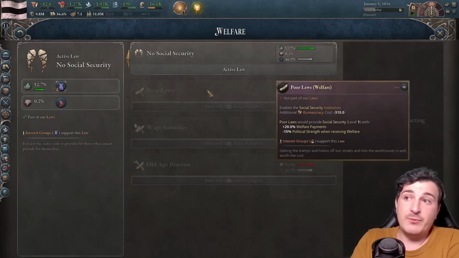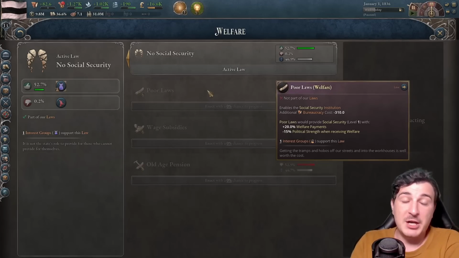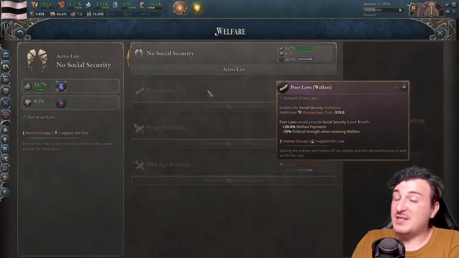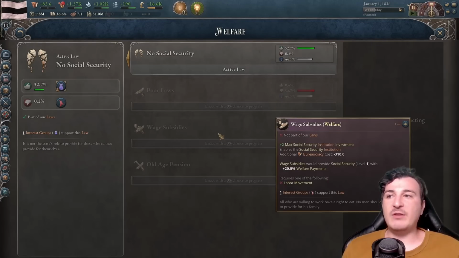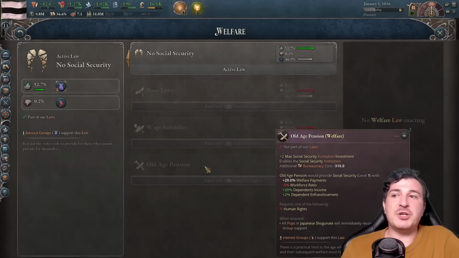Social security, poor laws means that you give some welfare payment for the poor. However, if they do receive welfare, they also get political strength reduction. So they don't really have much of a say anymore if they are poor. Wage subsidies, you only give out the welfare payment. That's it, no bonuses. So this is pretty bad. You don't want to go for this. Old age pension is actually not so bad.